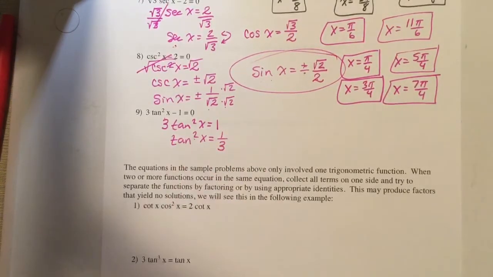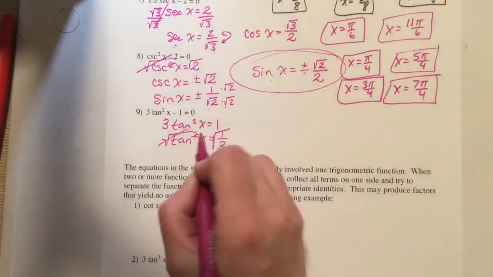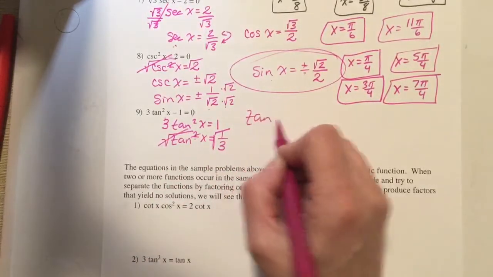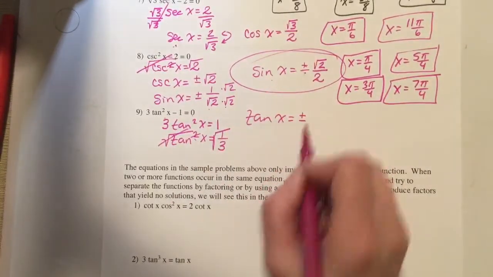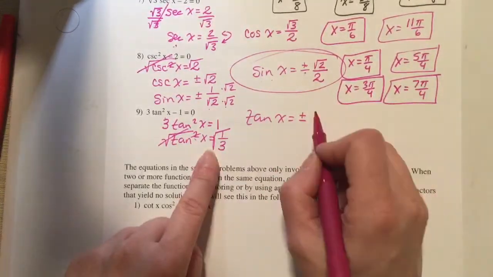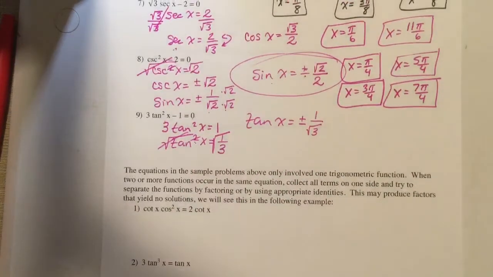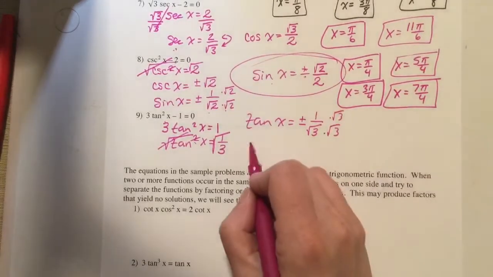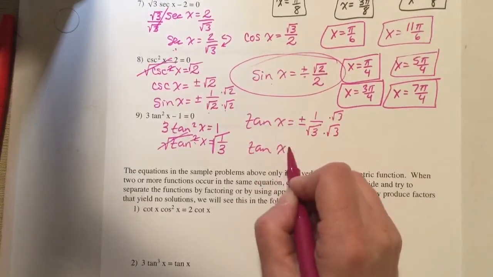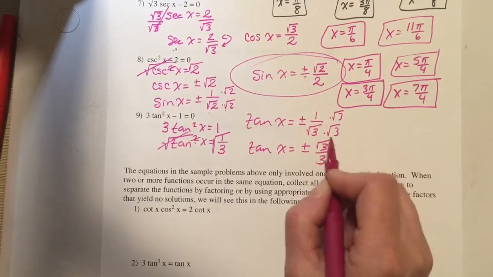To cancel a power of 2, you take the square root of each side. Square root cancels a square, so tangent of x equals, I cancel the power of 2, so it's positive and negative. The square root of the top is 1. The square root of the bottom is 3. If I multiply top and bottom by the square root of 3, this is what we're looking for. Tangent of x equals plus or minus square root of 3 over 3.